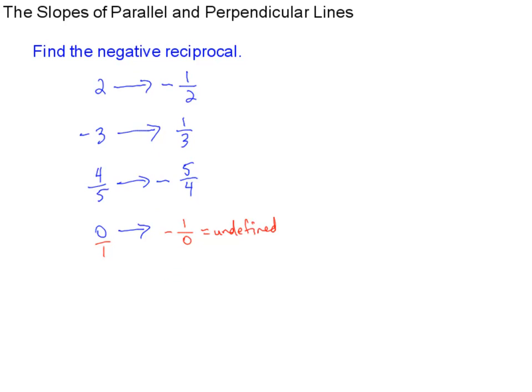Okay, so the reason for that is because a vertical line has a slope of undefined, and a horizontal line that's perpendicular to it has a slope that is 0. And so these do have slopes that are negative reciprocals. One is 0, one's undefined.